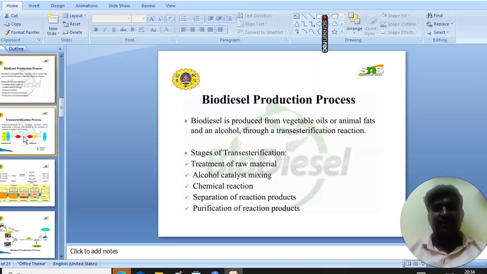Next, we'll see the biodiesel production process. Biodiesel is produced from vegetable oils or animal fats and an alcohol through a trans-esterification reaction. Stages of the trans-esterification process involve treatment of raw material, alcohol catalyst mixing, chemical reaction, separation of reaction products, and then purification of the reaction products.